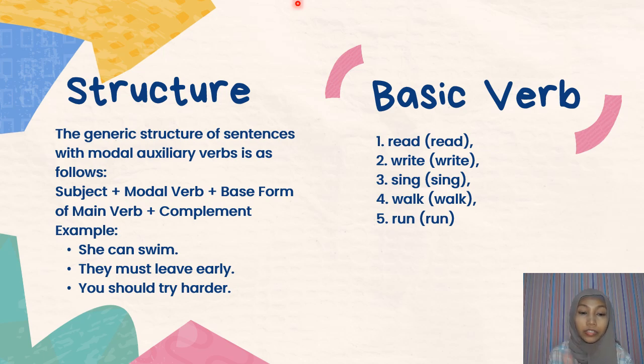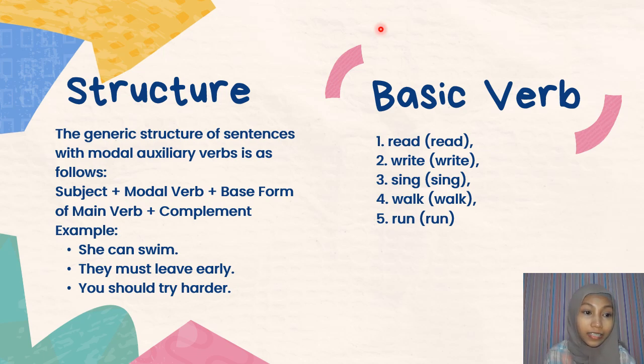The generic structure of a sentence with modal auxiliary verbs is as follows: subject, modal verb, base form of the main verb, and complement. For example, she can swim. They must leave early. You should try harder. In the use of modal verbs, they must be followed by base verbs such as read, write, sing, walk, and run.